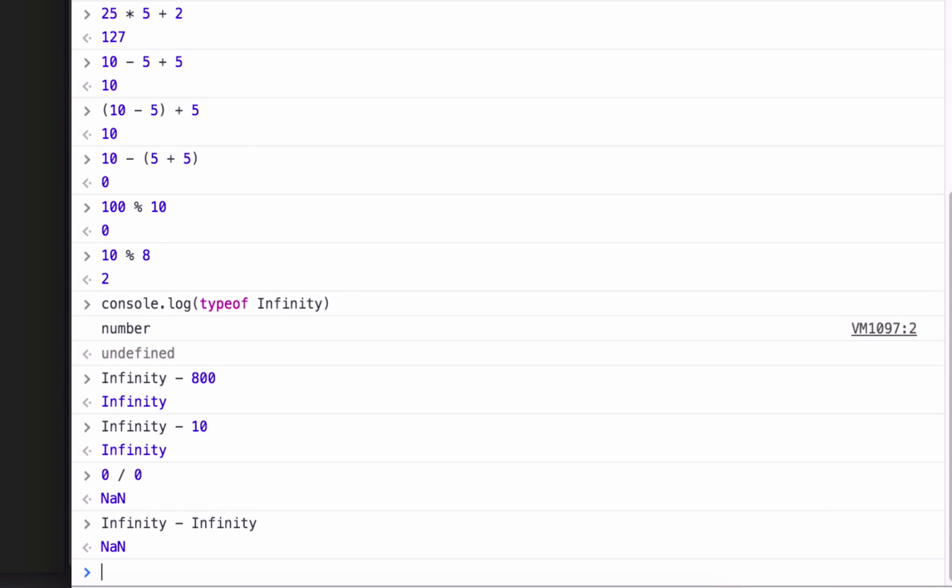Alright, so that's it for this tutorial. It was just a basic overview of the arithmetic operators, as well as some special numbers to consider that don't exactly act like normal numbers, and I think were important to be aware of.